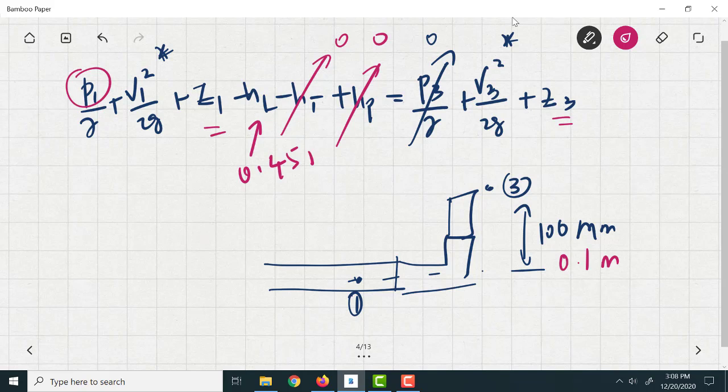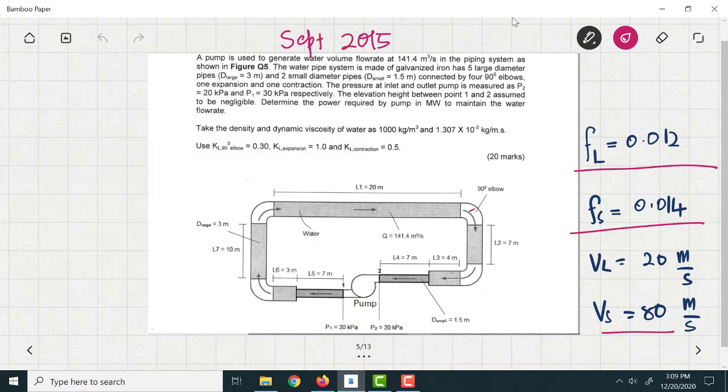Okay, 45 meter. We also have the values for Z1 and Z3. So what you need to know is the value of V1 and V3 to solve the equation. After that, just rearrange the equation to find V1. That's your second homework, and your third homework is about this question, September 2015.